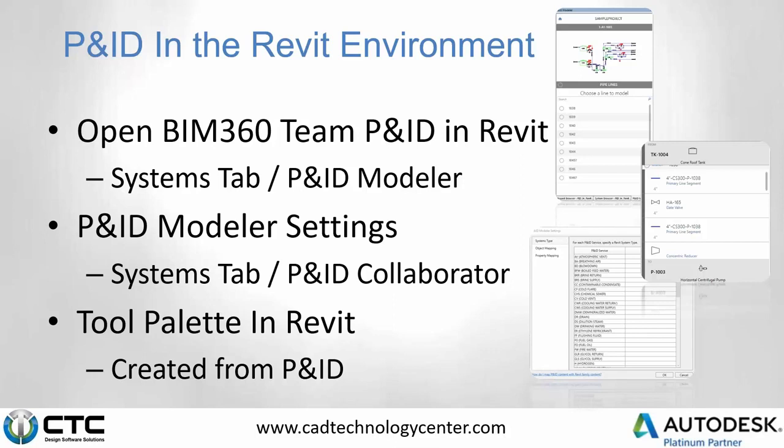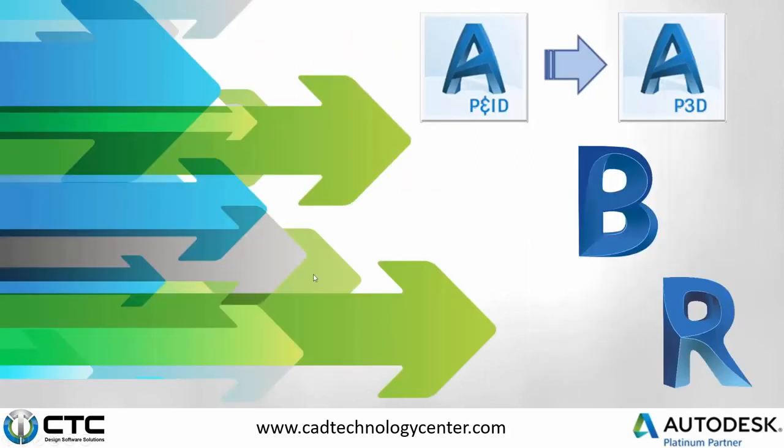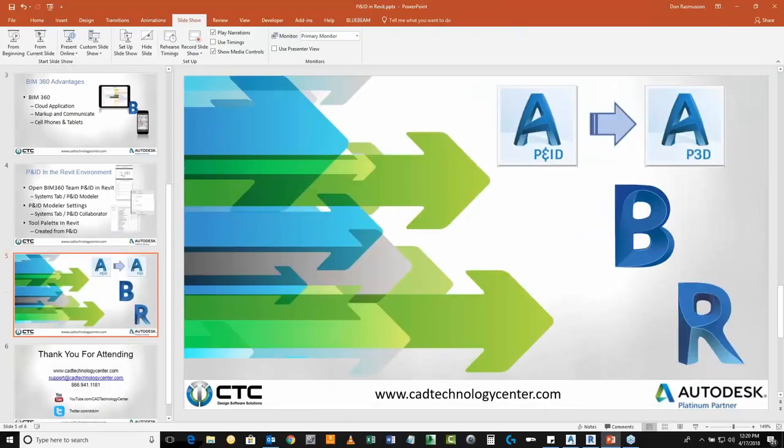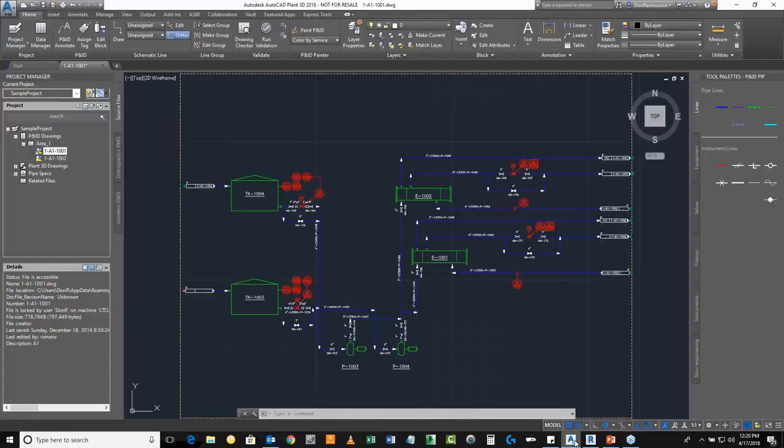And so now that we're done talking about what we're going to learn, let's go ahead and get started. We'll jump right in, and we'll start with AutoCAD PNID first. And so here's an example of an AutoCAD PNID. This is simply the sample project that I pulled out of the Plant 3D install.